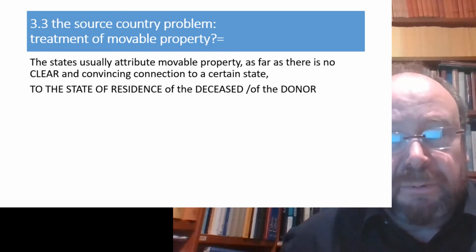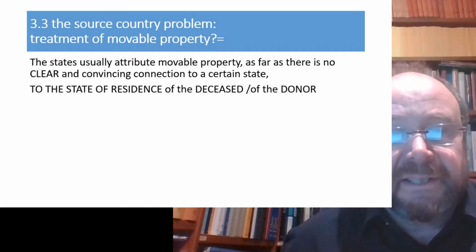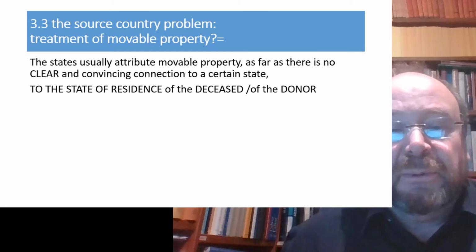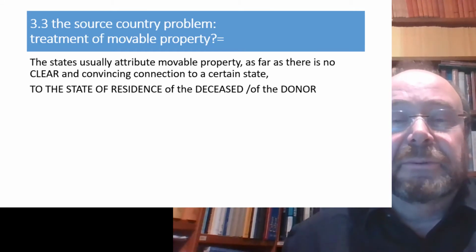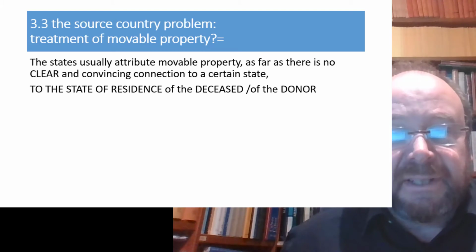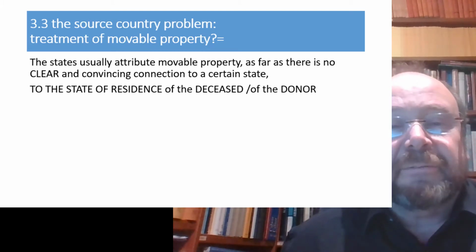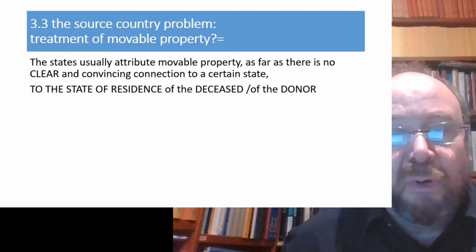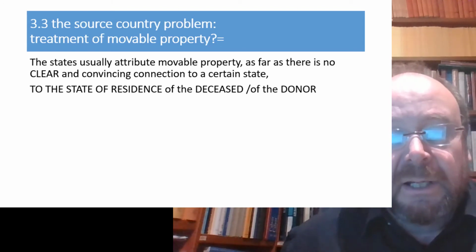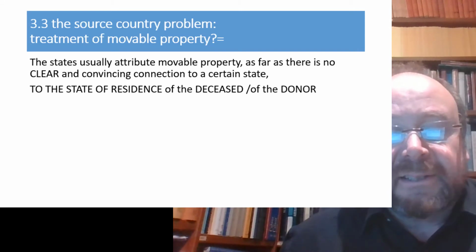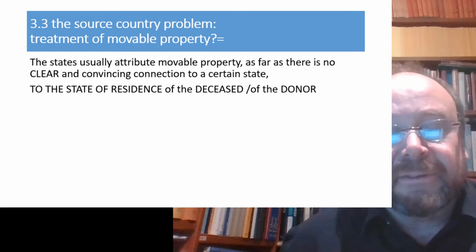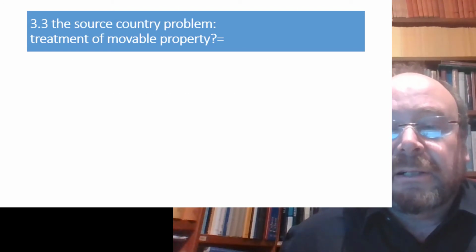So movable property, or property without a clear and stable connection to a source state, will always be attributed to the country of residence of the previous owner. So it is located at the moment where the owner lives. Now, if that is donated or so, then its source is in the country of residence of the owner.